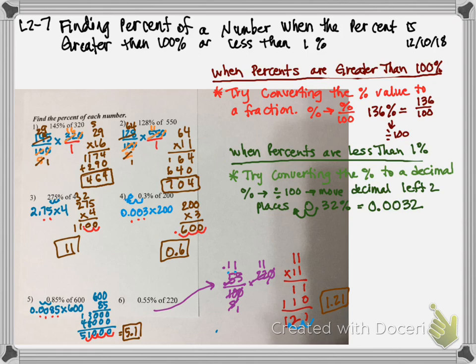But again, I've seen so many people make an error when there's a decimal in the numerator of the fraction. So I really, really, really encourage you to go the decimal route when you have a number that's less than 1%. All right, good luck with this, guys.